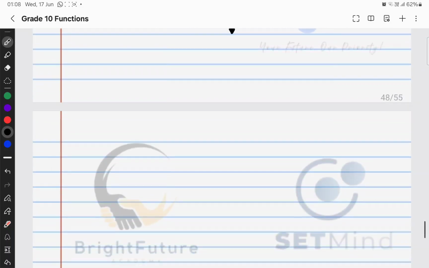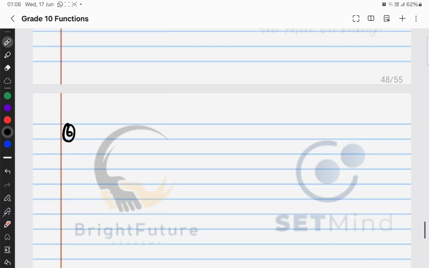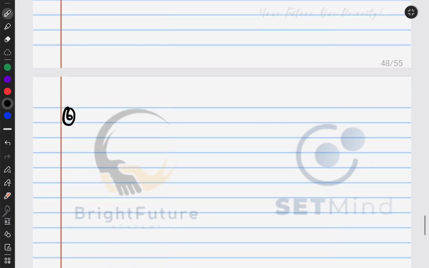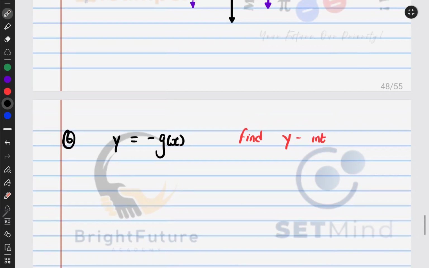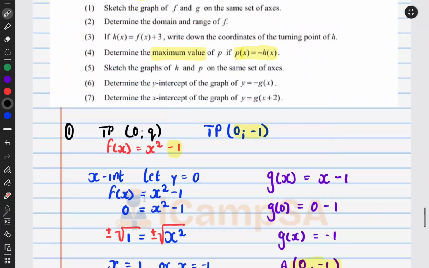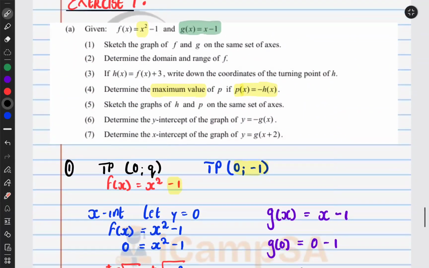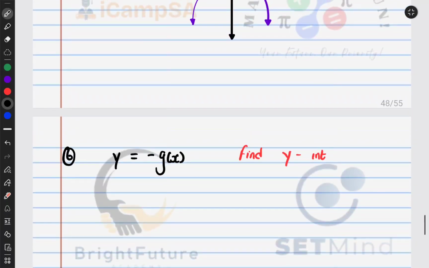This is number 6. We are asked to find the y-intercept of the graph of y is equal to negative g at x. Okay, so first thing first, we have to find the graph of y with the -g at x. So the graph of g, first thing first, is x minus 1. Therefore the graph will be negative x minus 1 multiplied by the negative. It's going to be -x plus 1.